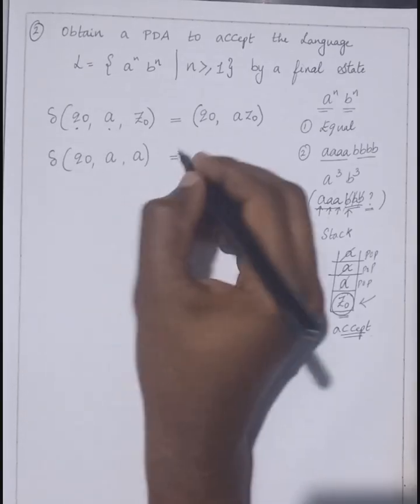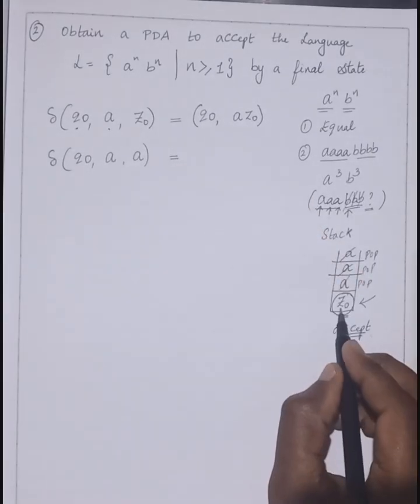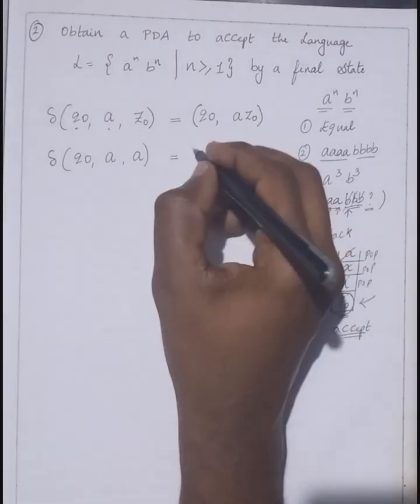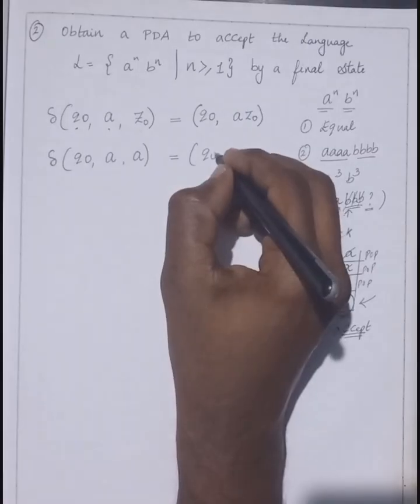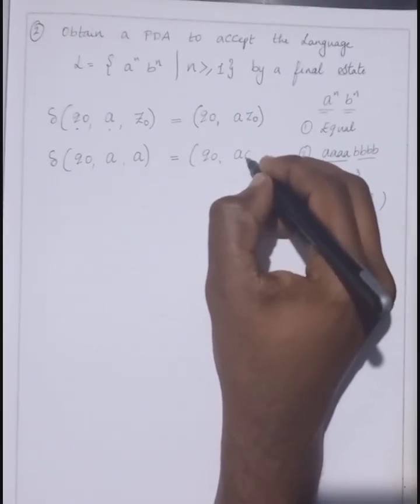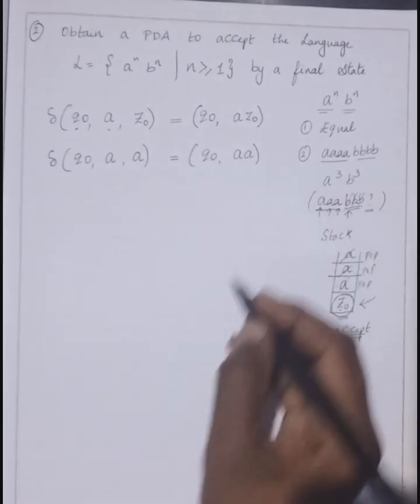That is the second case. First case is there is an empty stack. The second possibility is that we already have an A. Then also we'll be in the same state, that is the pushing state Q0. Already we had A and the top of the stack is A.